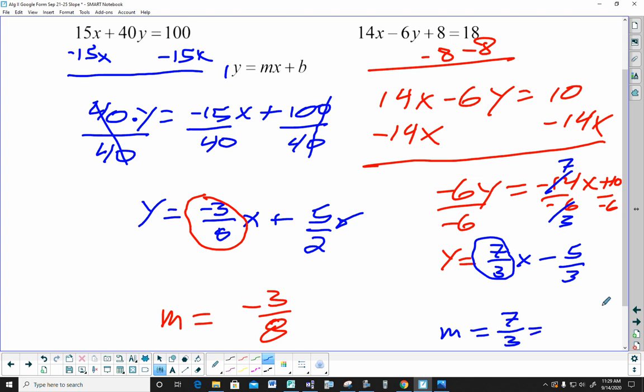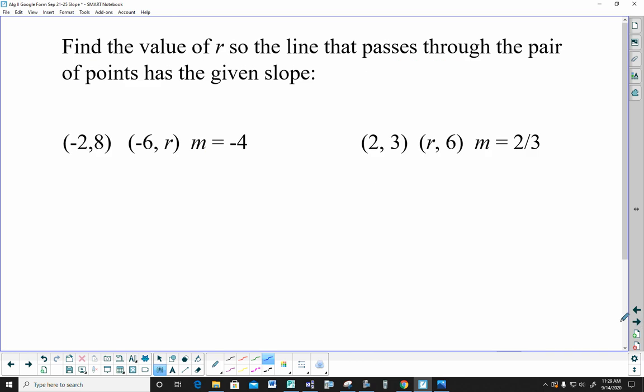Let me try it again. My 7s are poor today. Oh, I did it again. How about I do this? 7/3. Sorry, my 7s are getting into z's today. Okay.